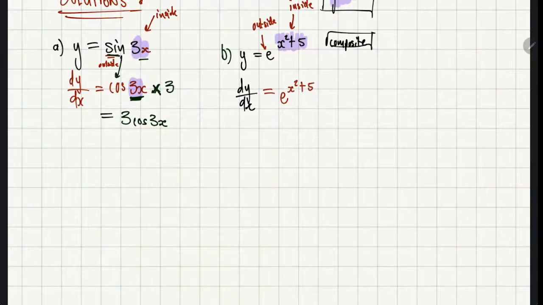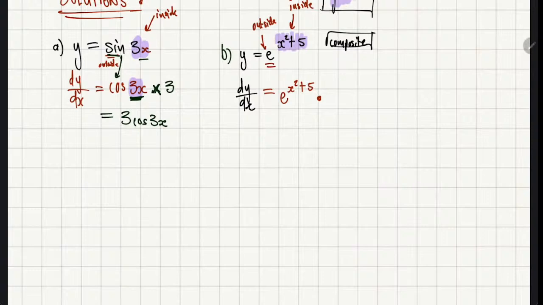But then you have differentiated the outside. Well done. You've differentiated the e. When you differentiate e, it doesn't change. But then you must multiply. This is why you should know how to use the chain rule, because you must use the chain rule. You should then multiply by the derivative of the inside.